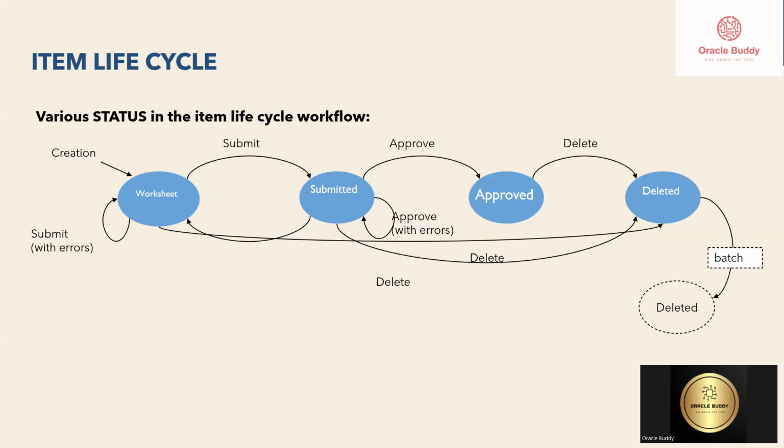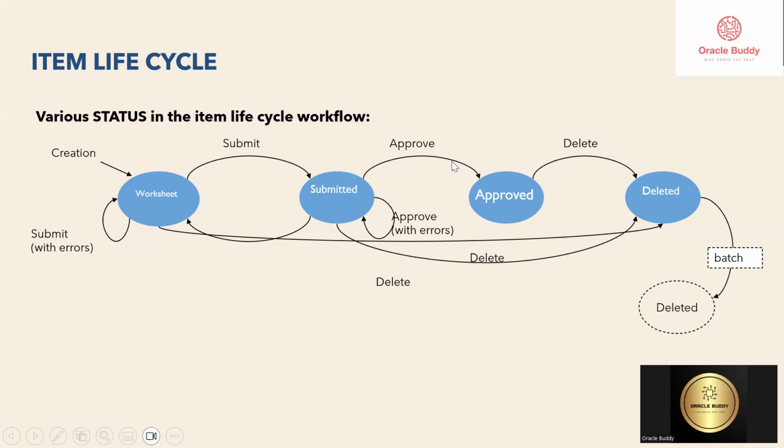So let's discuss the next topic, which is the item life cycle. There are various statuses in the item life cycle workflow. First of all, the item is created in MFCS, so it will be in worksheet status. Then when you hit the submit button, if it has errors, it will come back to worksheet status. If it is submitted successfully, the status will change to submitted.